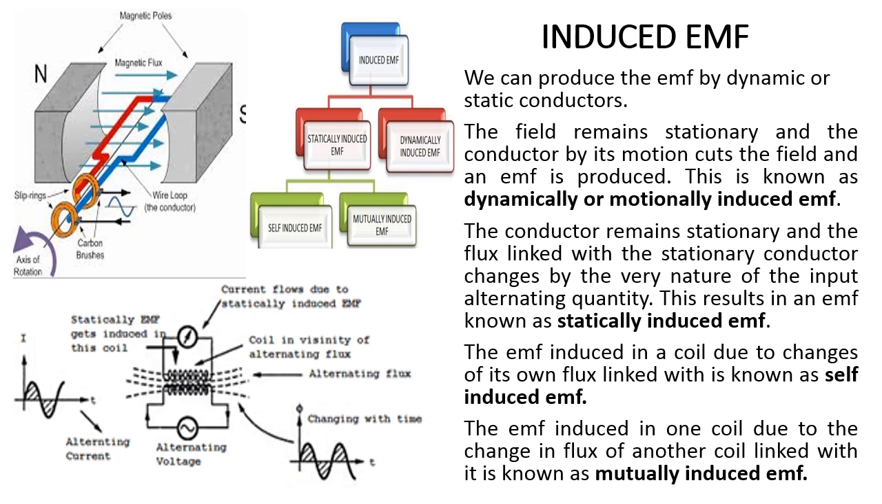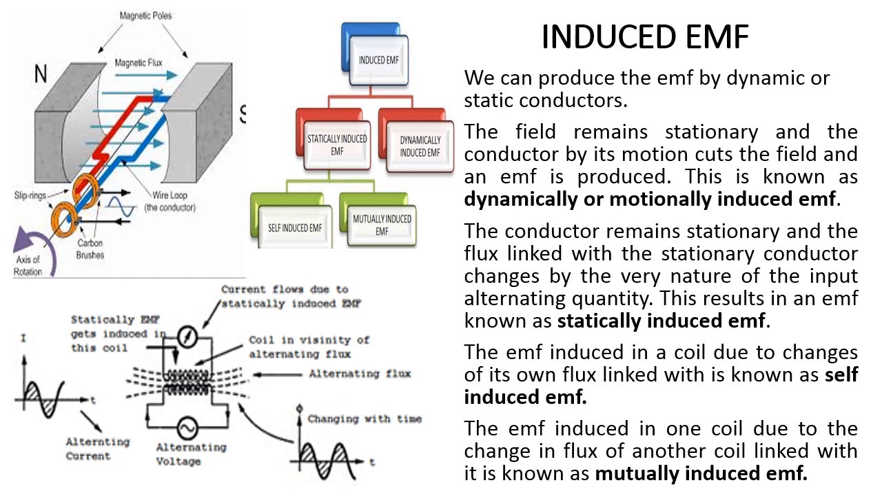So this is a simple loop generator where we have two conductors. When you are rotating this simple loop in the magnetic field, the conductor cuts magnetic flux lines, hence an EMF is induced in the conductors. So this EMF is known as a dynamically or motionally induced EMF.